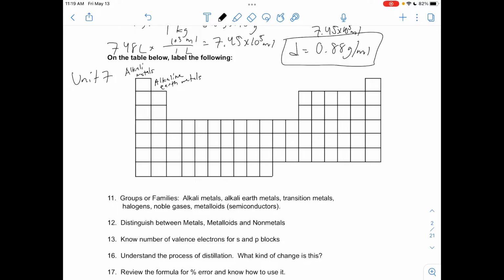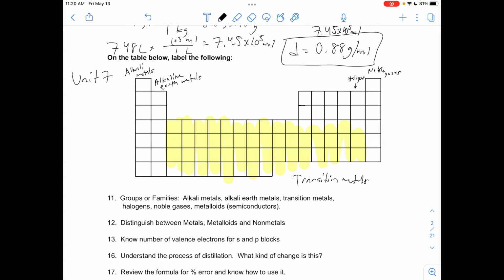And they're called that because they turn things more basic when you put them in a solution. Okay, this block right here that I'm going to highlight in yellow. Okay, all of these guys, they're known as the transition metals. Okay, over here we have the halogens and the noble gases, also known as the inert gases.